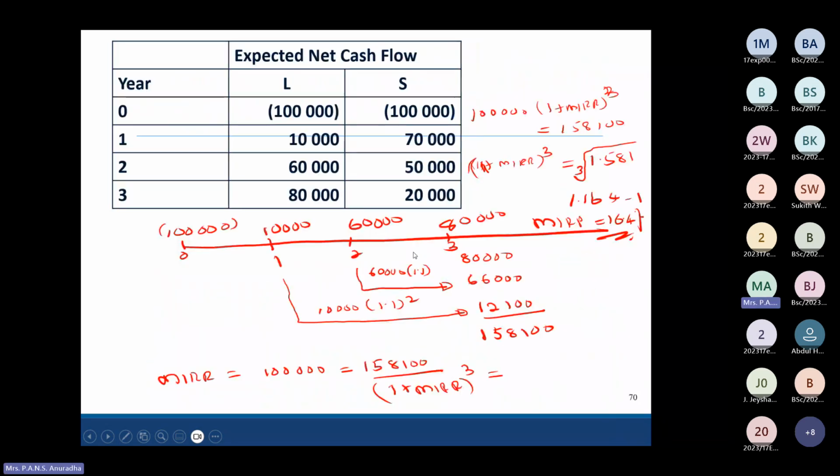You can solve this, right? So this is the modified internal rate of return. So now you can compare this MIRR with the cost of capital and NPV to take the decision. Did you get this 16.4? Student, do you have any question on the MIRR calculation?